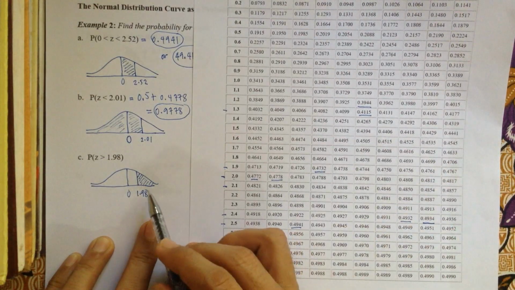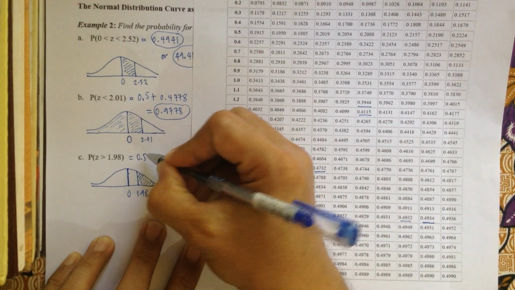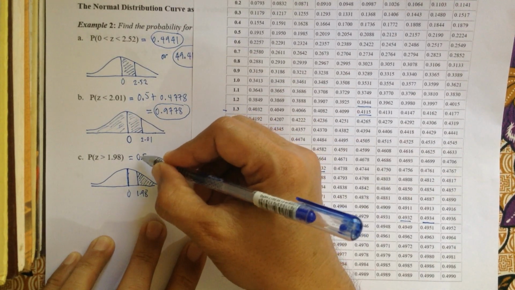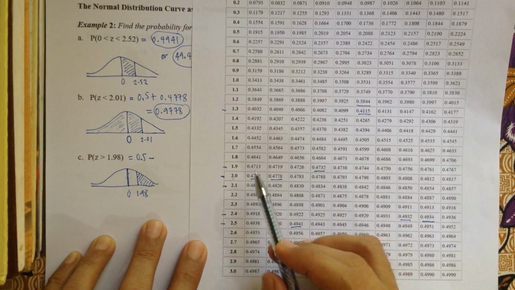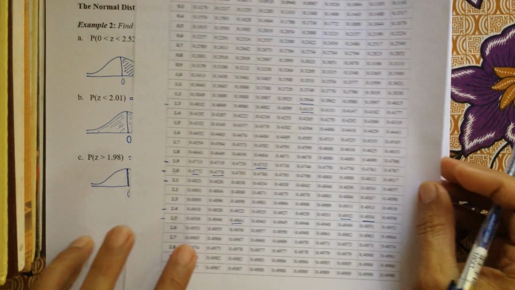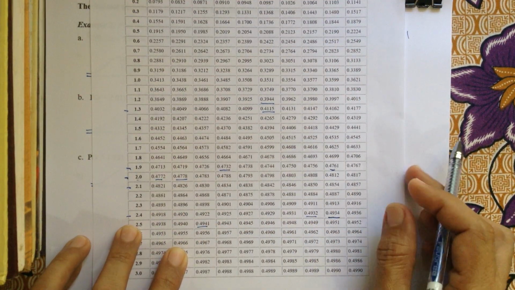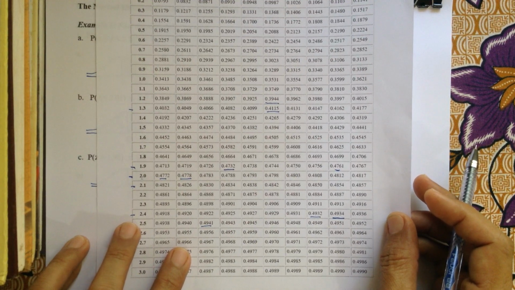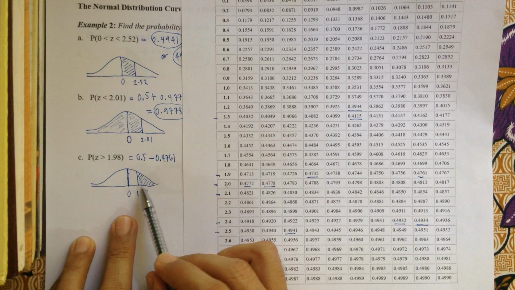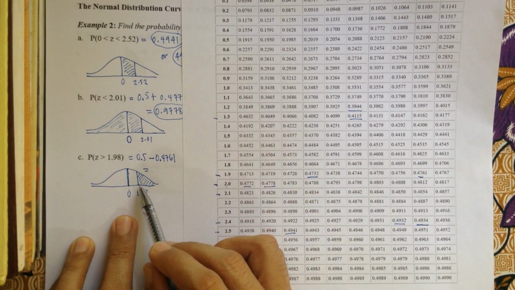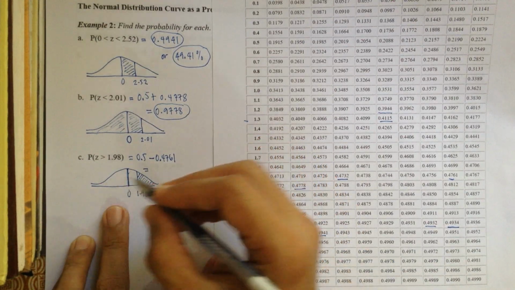So what we do is find the area to the right of 1.98 by subtracting from the area of half of the normal curve, which is 0.5, the area between 0 and 1.98. So what is that? Look for 1.9 under column 0.08. This one here, which is 0.4761. That's the area between 0 and 1.98. So we subtract it from 0.5, and we are left with the area to the right of 1.98, which is also called the probability that your z is greater than 1.98.